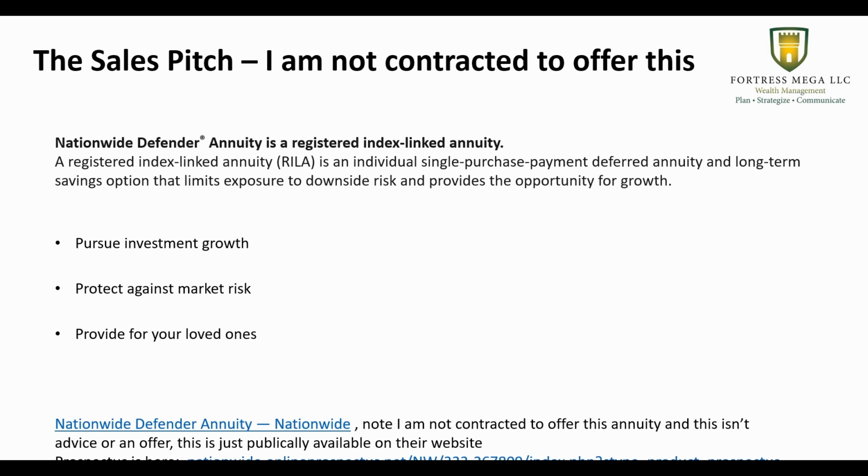But when we talk about this product right here, there's a specific sales pitch around the RILA. It's, I want investment growth. I want my money to grow. I want to protect against market risk. And I want that money to come out some way, right? I want to provide for loved ones or whatever I choose to do, provide for myself, in fact.